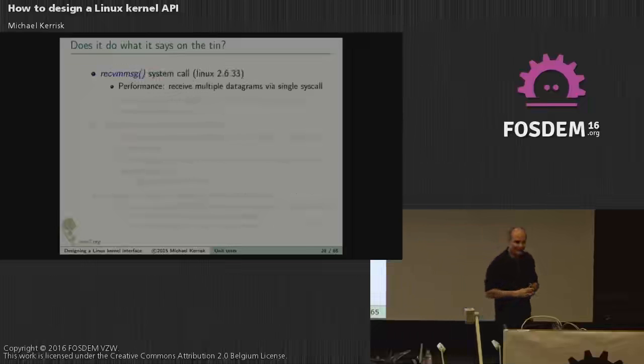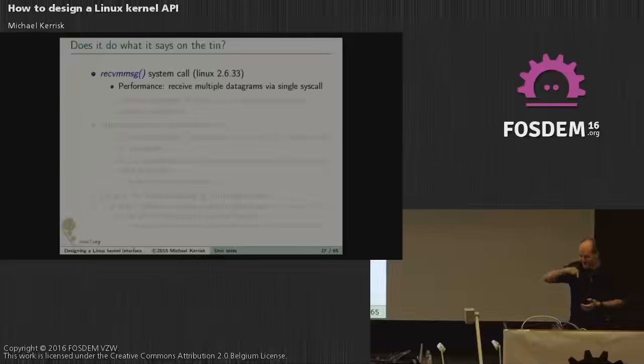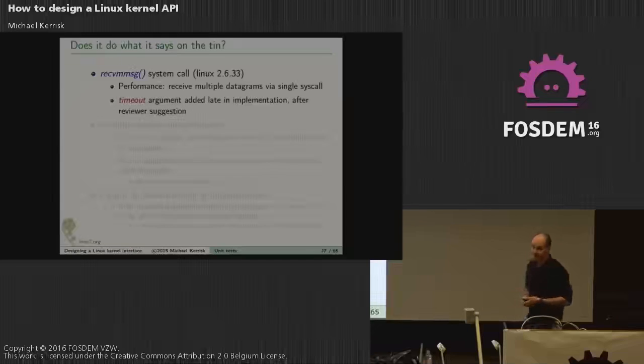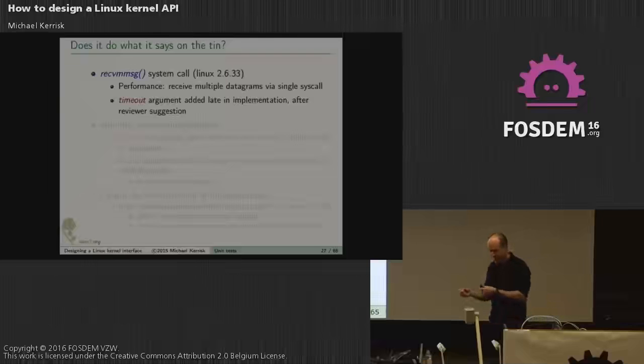More examples. recvmmsg. This is a relatively recent system call in Linux. It's a performance optimization. It allows you, in a single system call, to read multiple datagrams from a socket. A lot of these more recent system calls are all about I/O optimization. recvmmsg is just another example. Now, a lot of system calls like this that block benefit from having a timeout argument. And the person who implemented recvmmsg got a review comment to say, hey, it would be nice if we had a timeout argument on this system call.